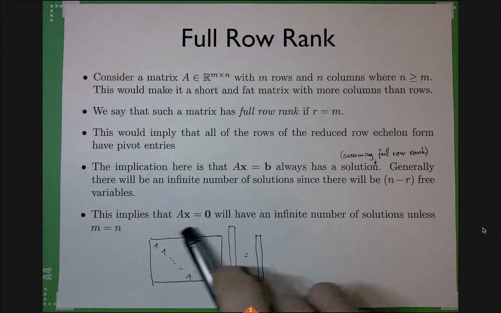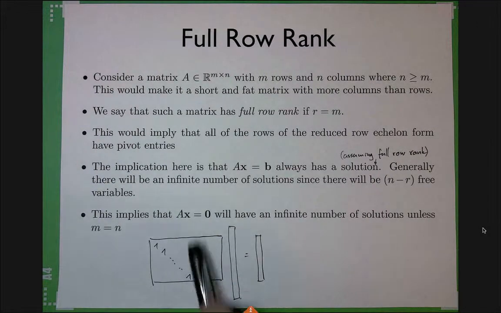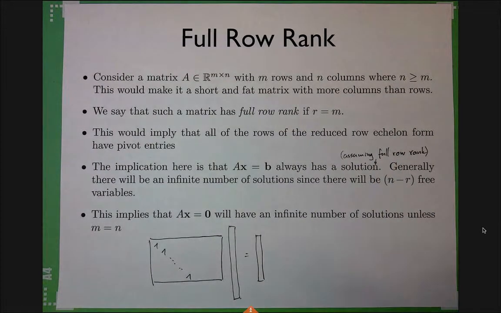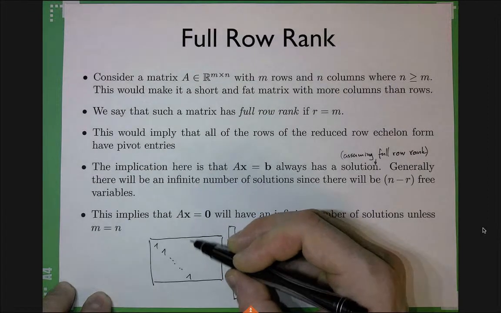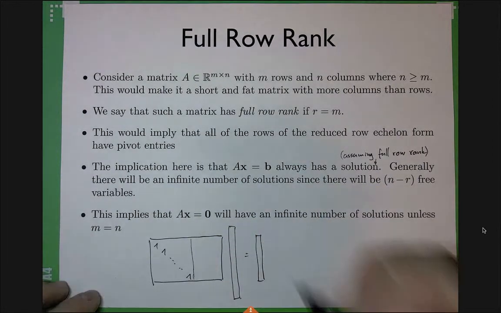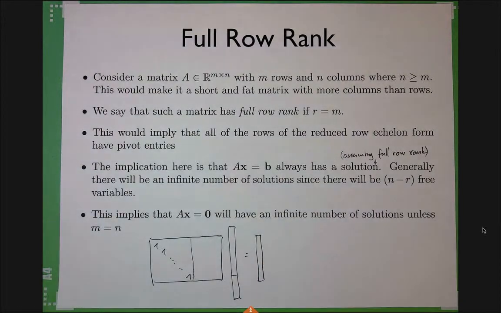And unless this happens to be square, so if we assume n is strictly greater than m, there will always be an infinite number of solutions, because in this case there are free variables. All these variables are free variables. So this system has an infinite number of solutions. The number of free variables is exactly n minus r.